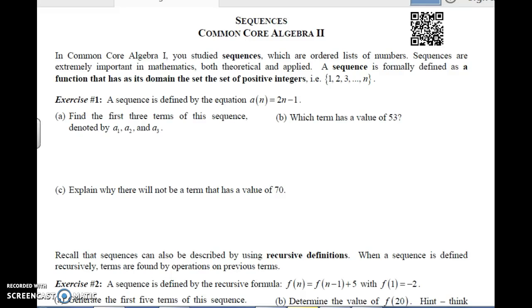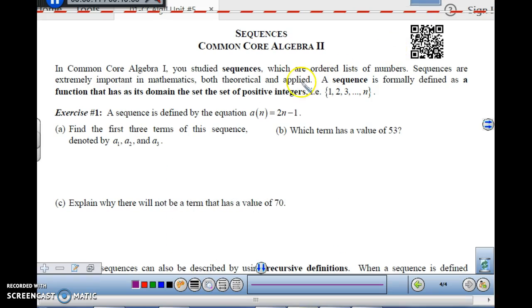This is Algebra 2, Unit 5, Lesson 1 on sequences. Now, back in Algebra 1, we did sequences, which are basically ordered lists of numbers. So, sequences are extremely important in mathematics, both theoretical and applied. A sequence is formally defined as a function that has its domain the set of positive integers.